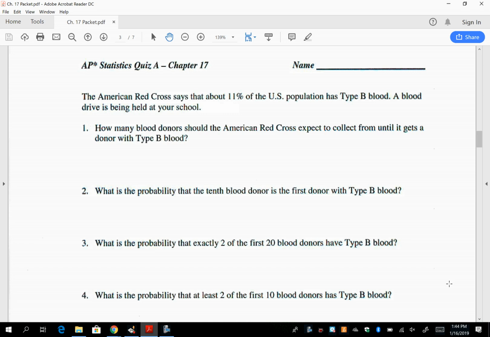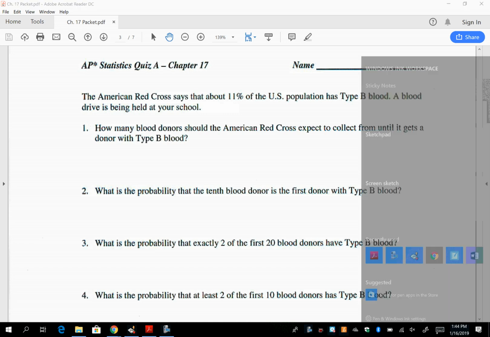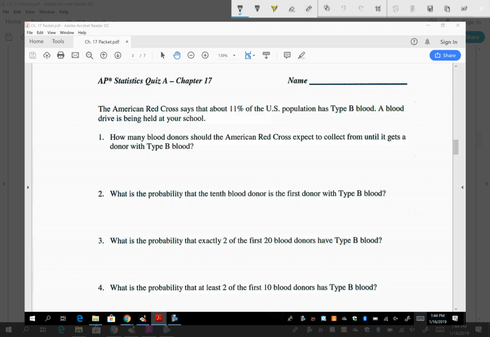Now, in the first one, what type of model is happening in number 1? It's geometric. We are waiting. In number 1, though, I'm not asking you to find a probability. I'm asking you to find what? An expected value. Very good, Roberto. Or a mean, or an average. All those things mean the same thing.